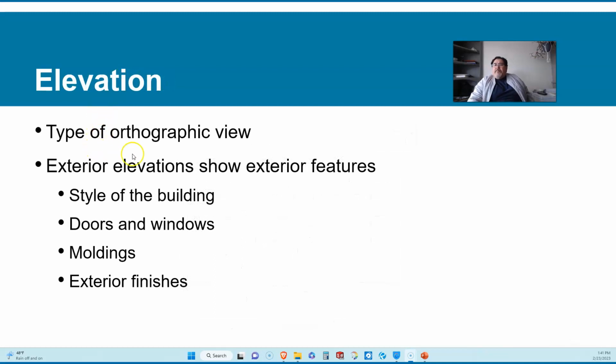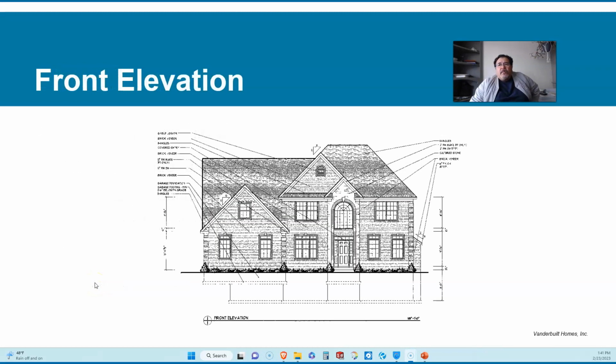An elevation is a type of orthographic view. That exterior elevation shows the exterior features, the style of a building, doors and windows, molding, exterior finish. I can see doors, I can see windows, I can see the height, I can see the moldings that go around the windows, and this little ornate device that goes in the center here with sometimes the center stone or the capstone. But you can see the trim around the windows and the type of windows.